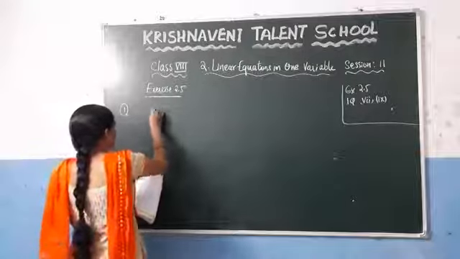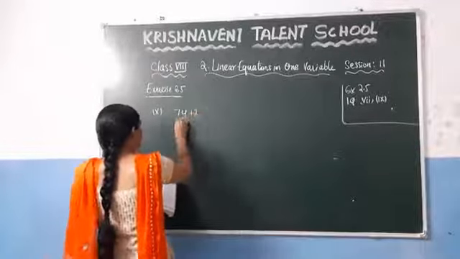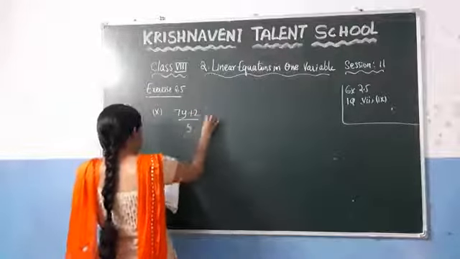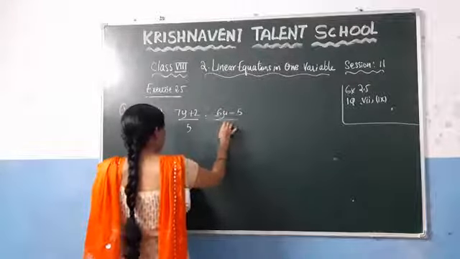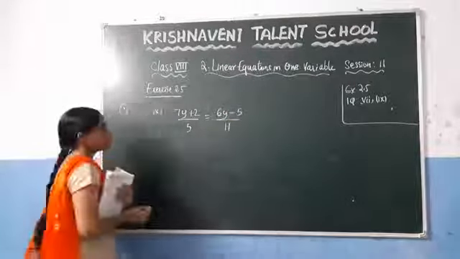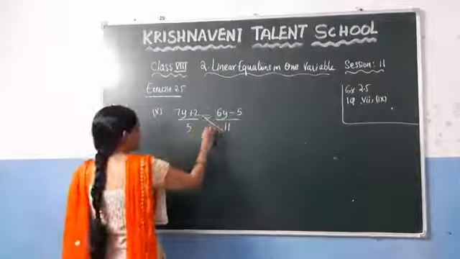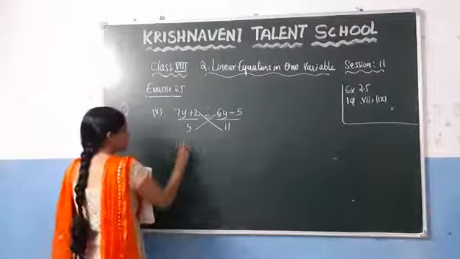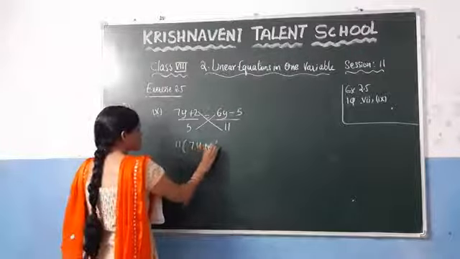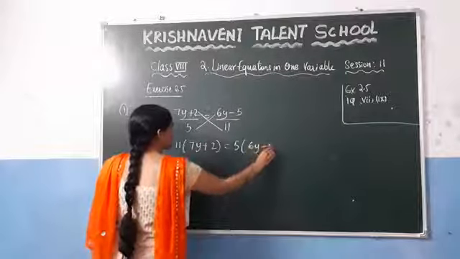What's the 10th question given here? 7y plus 2 by 5 is equal to 6y minus 5 by 11. Again, here two fractions are equal. You need to cross multiply. Multiply these two values and multiply these two values. So what you will get here? 11 into 7y plus 2 is equal to 5 into 6y minus 5.